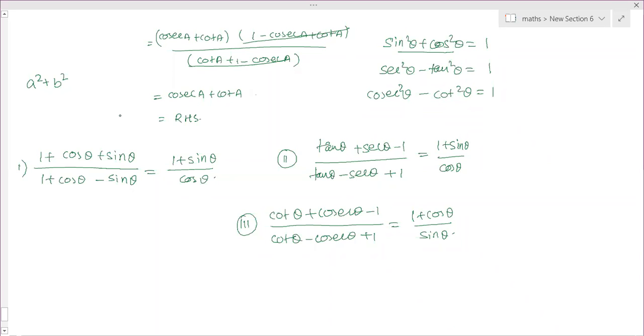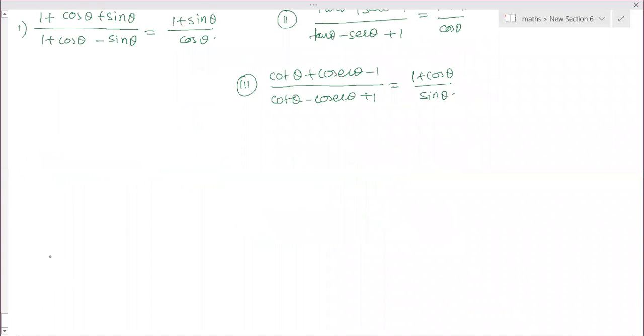a plus b to the whole square minus 2ab. That means 2 sine theta cos theta will come. Yes, ma'am. Then after that here, what is needed? 1 by sin theta by cos theta. Can we get from that? Let's try. I will do that one.